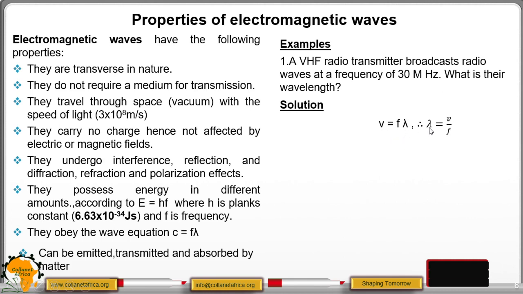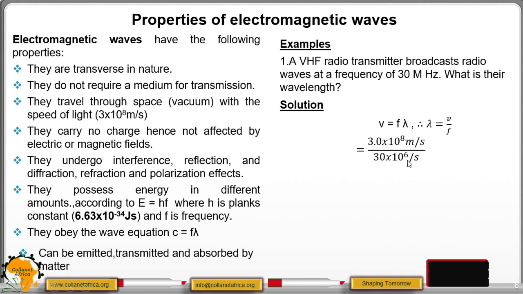So from here we can make our lambda the subject of the formula by dividing through by f on both sides. We have lambda is equal to v over f. After getting that formula, you just substitute. We have the numerator having the speed of light and the denominator having the frequency. So key in your calculator, putting the bracket, then you put the numerator, then bracket, you put in your denominator.